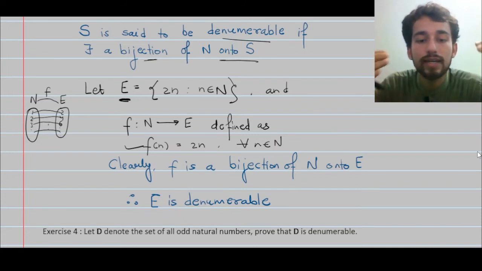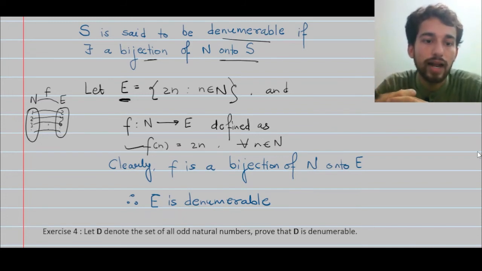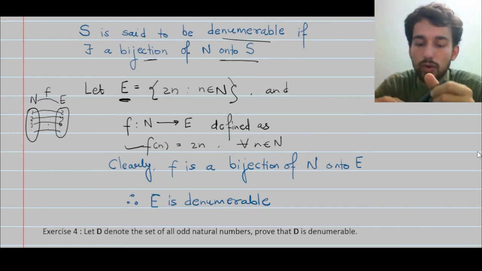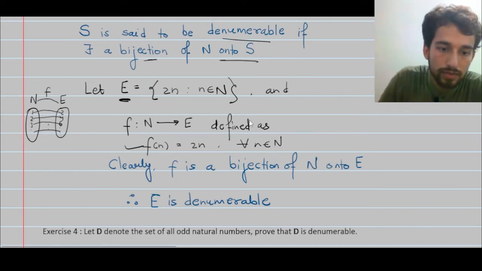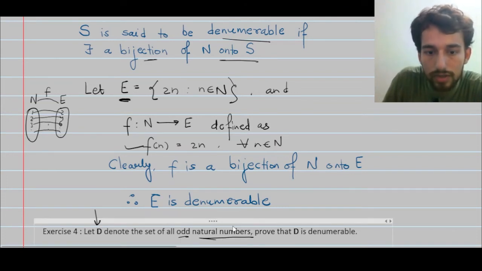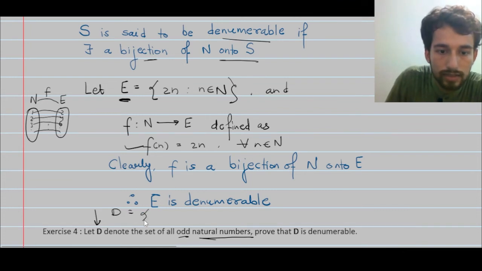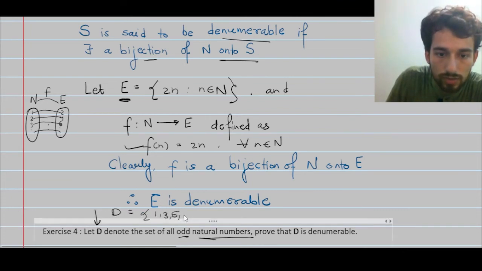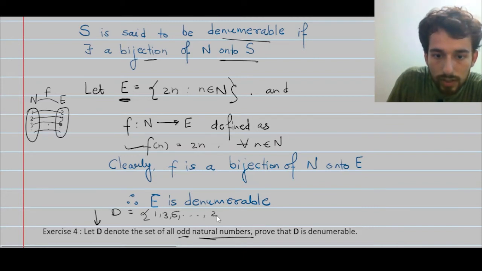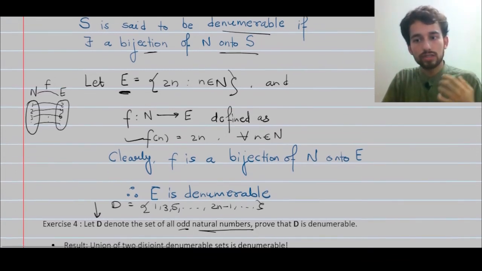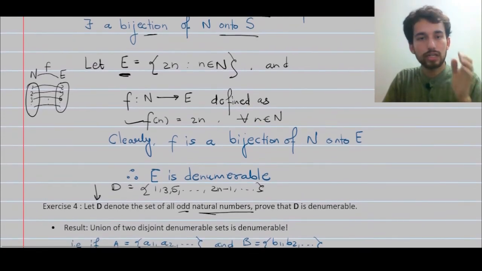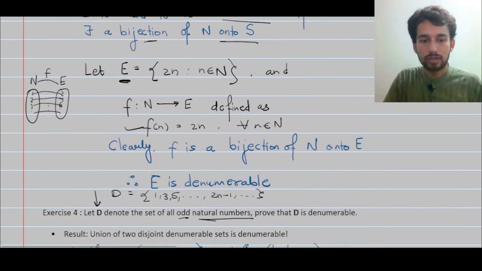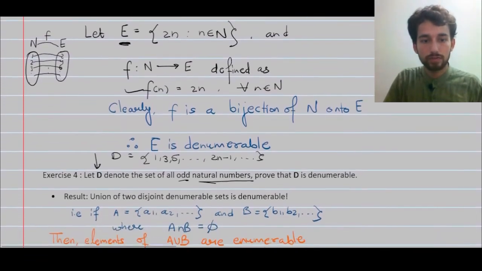Now I'm collecting all the odd natural numbers this time and storing them in a set which I'm calling D. So D denotes the set of all odd natural numbers. D comprises basically 1, 3, 5 and so on. Its general element will be 2n minus 1, one less than an even natural number, okay? So try to construct a map from the set of odd natural numbers to the set of natural numbers, or the other way around, and prove that it is a bijection. A good exercise for you.